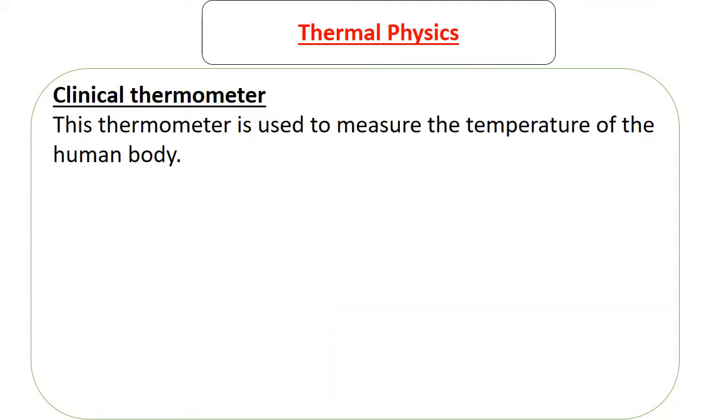So what is a clinical thermometer? This is just a thermometer which is used to measure the temperature of the human body. So by design, it was designed to measure the temperature of the human body. Therefore, you're going to find that it doesn't have certain readings like 100 degrees Celsius, because a human body cannot have a temperature of 100 degrees Celsius unless that body is dead in a fire or something.